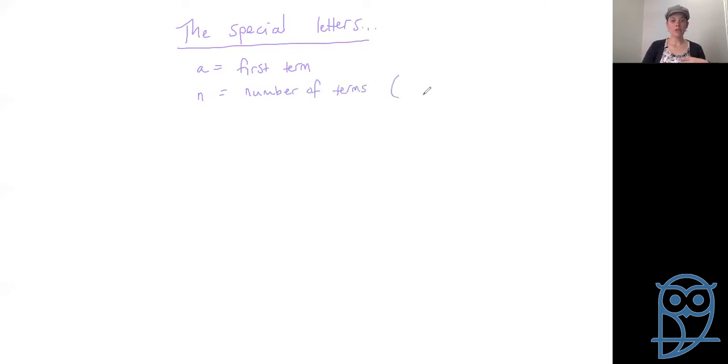So what are the special letters? For an AP, we had A, N, and D. Guess what? For a GP, not that much different. We still have A, the first term. We still have N, the number of terms, but not necessarily just all of them. I mean, we could use U3 as UN, and also it's also used as a term identifier.